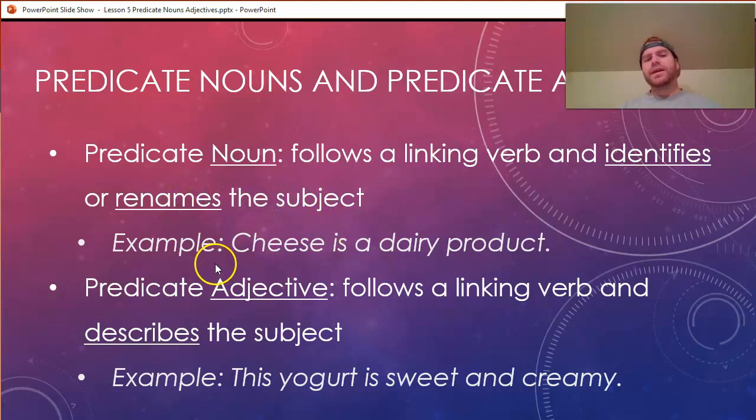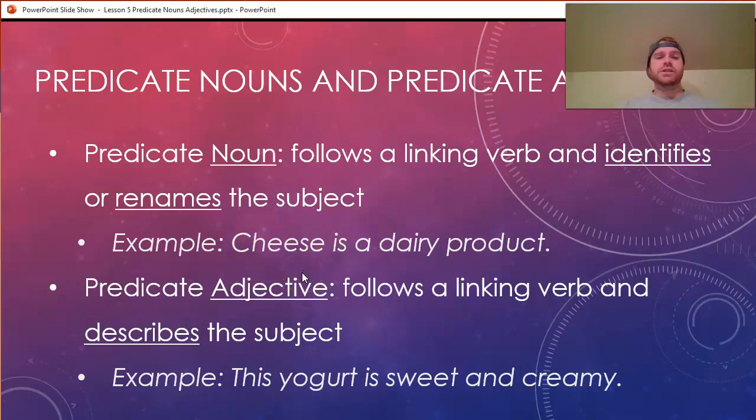For example, if we've got the sentence, cheese is a dairy product, we've got our subject, cheese, we have a linking verb, is, right there, then the question is, cheese is what? Cheese is a product, or dairy product, if you want to treat it as a compound noun. What we see here is product, it's a thing, it's a noun, but specifically it's a predicate noun. It's following a linking verb, it's after is, it's identifying, it's renaming that subject, cheese.